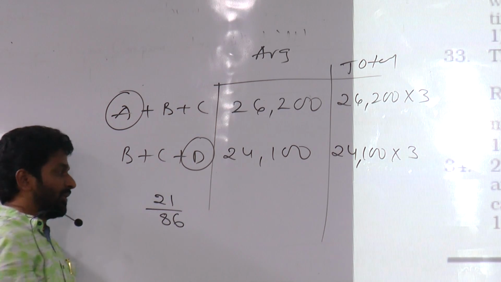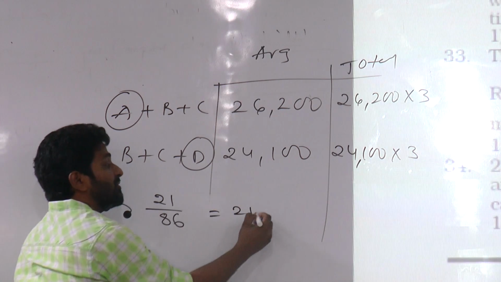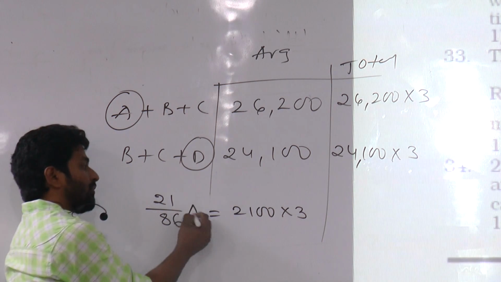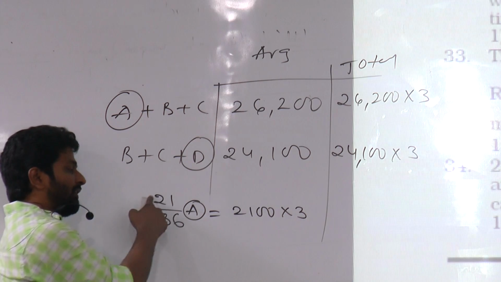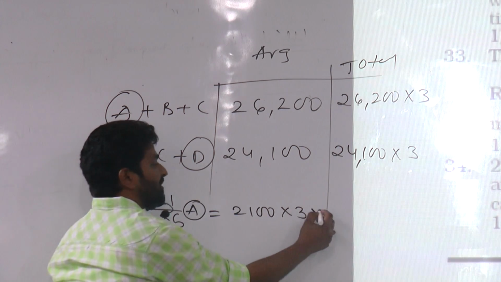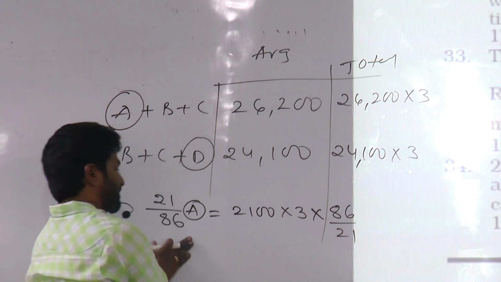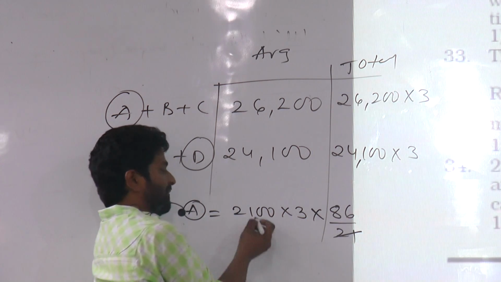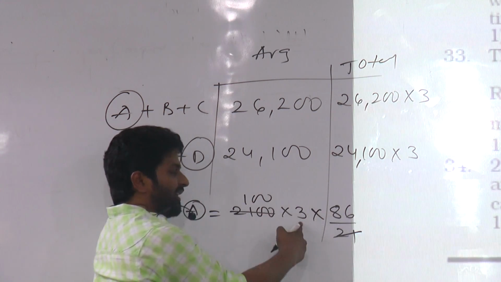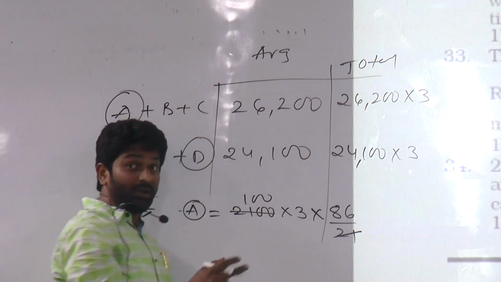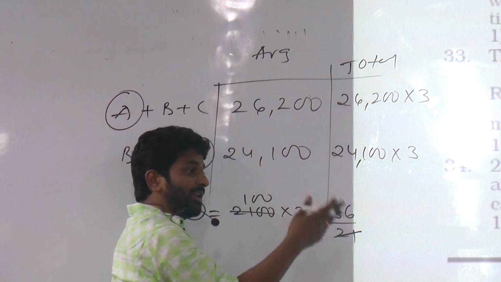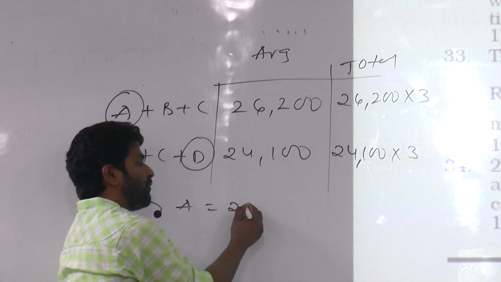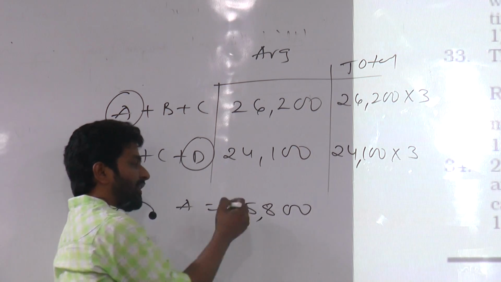Difference between A and D is equal to 2,100 into 3. Correct? So if I want A's value, 21 by 86 goes to the right hand side, that becomes into 86 by 21. Agreed everybody? 2,100 times 86 by 21 times 3. Let's go for reverse multiplication. 86 times 3 is 258, and then 00. So A value is equal to 25,800.